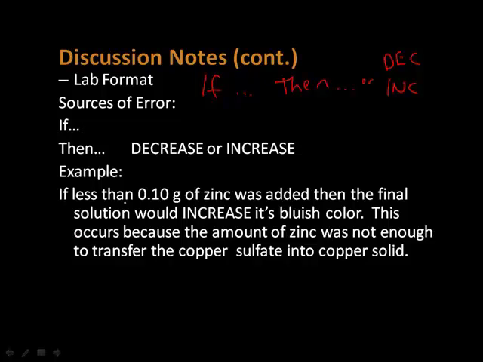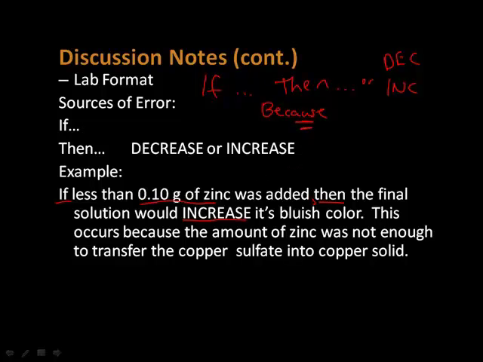So in this particular case, if less than 0.1 gram of zinc was added, then the final solution would increase its bluish color. That's the source of error. Then the next thing you write is a because statement, or why did this happen? And again, this is sometimes a prediction of why you think it happened. So this occurs because the amount of zinc in this particular case was not enough to transfer the copper sulfate into copper solid. Now that's again a prediction of why you think that happened.